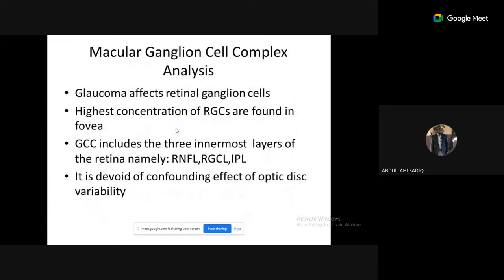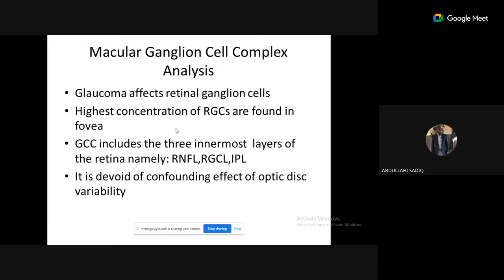So the third thing we look at in glaucoma, remember I said we look at retinal fiber layer, we look at optic nerve, then the last one we look at in OCT with regards to glaucoma is macular ganglion cell complex analysis. Now we know that the main pathology in glaucoma is the degeneration of retinal ganglion cells. And we are all aware that the highest concentration of retinal ganglion cells is found in the macula. And therefore, it makes sense if we can have a means of assessing the retinal ganglion cells as an indicator of severity of glaucoma or as an indicator of the presence of glaucoma.